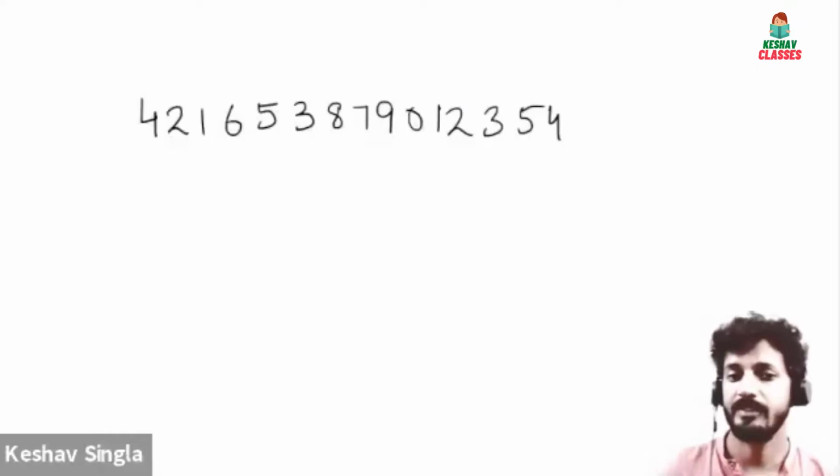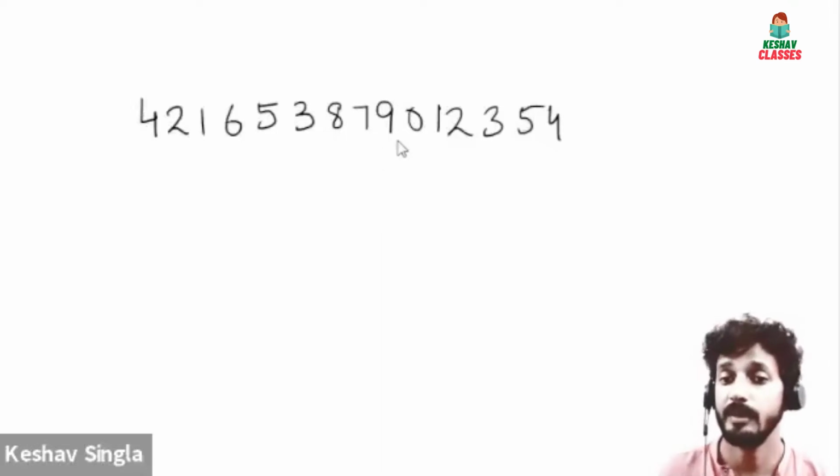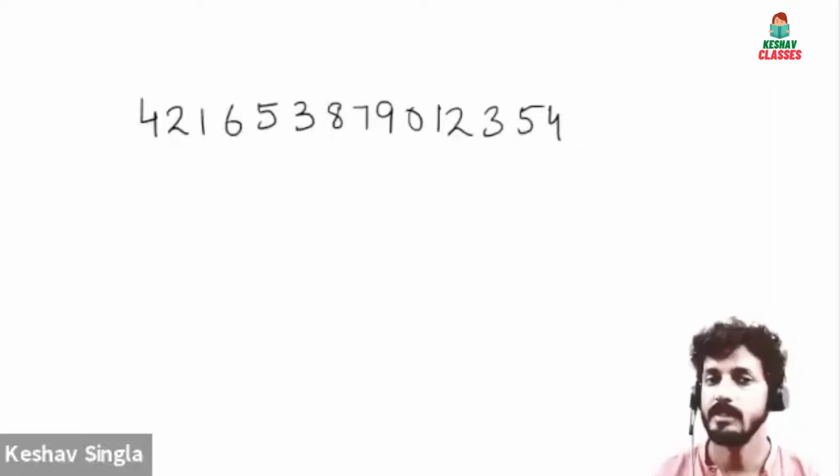653 billion. 653 billion. Okay. 879 million. 879 million. Okay. And 12,000. 12,000. Yes. 354.